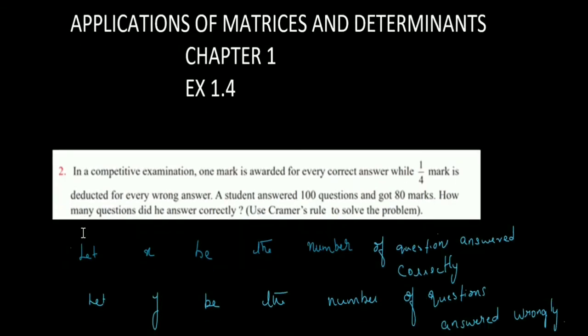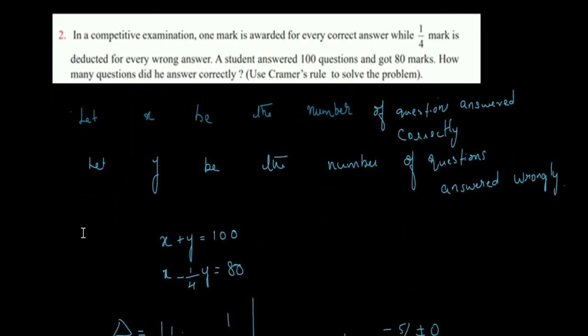In a competitive examination, 1 mark is awarded for every correct answer, while 1/4 mark is deducted for every wrong answer. A student answered 100 questions and got 80 marks. How many questions did he answer correctly? Use Cramer's rule to solve the problem.